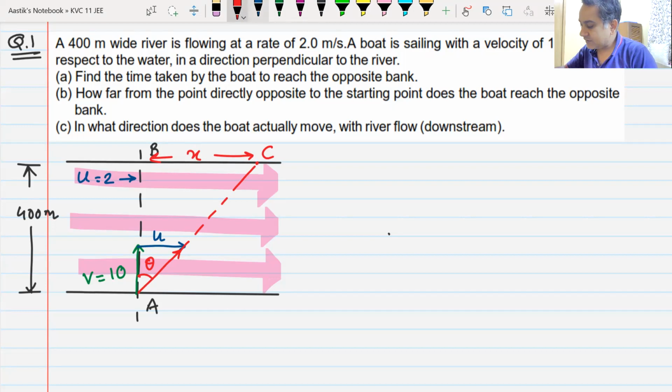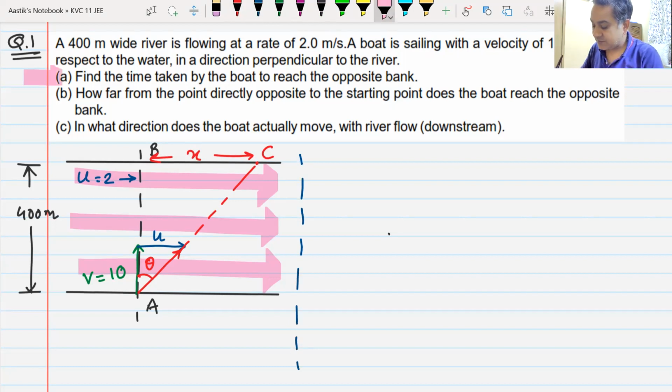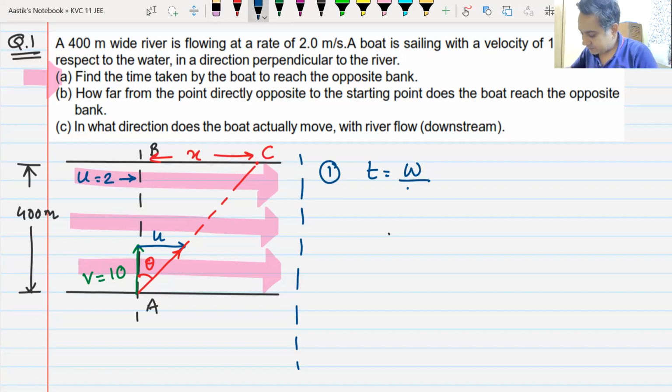Let us go about answering the questions. The first one is, what is the time taken? Time taken is, let me write the formula first, W divided by V, 400 divided by 10, and the answer is 40 seconds. Everyone got this? Can I have raised hands from everyone that we got this? Great. Well done. The second thing is the value of x.